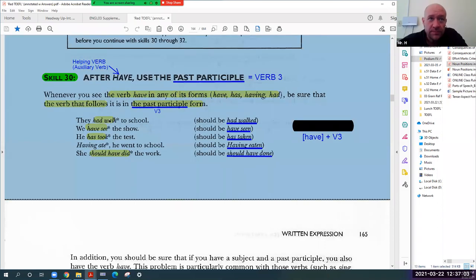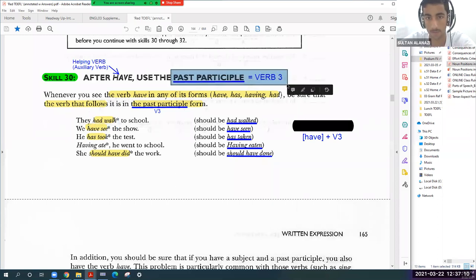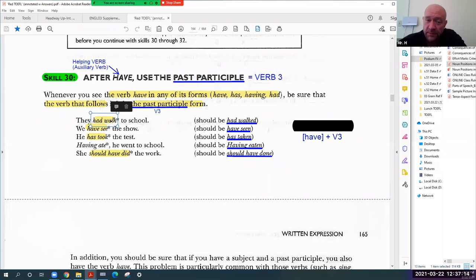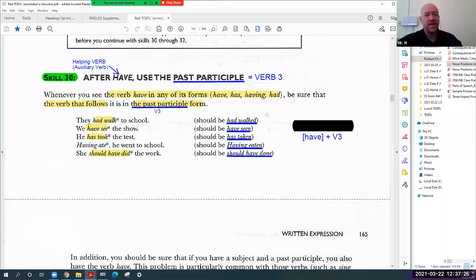Why? Look, up here, what does it say? After have, we should put the past participle. Is this the past participle? No. So what should it be, Michal? They had walked to school. Should be had walked. Do you understand, everybody? Should be had walked.